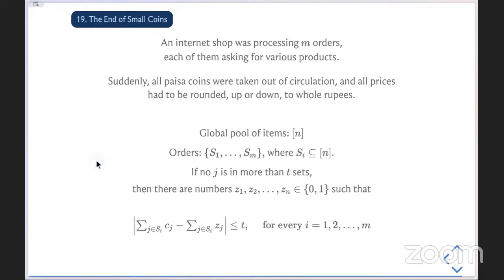What's useful to remember is that we have a global pool of items, which we denote as 1 to n, and every order can be thought of as a subset of these items. I'm going to use S_i to denote a subset of n, all the products sitting in the ith order. We are assuming that no j occurs in more than T sets. That's the frequency bound. The reason I can use set notation is because products are not repeated, so these are not multi-sets, these are actual sets. Each order is a subset of 1 to n, and each index appears in at most T subsets.